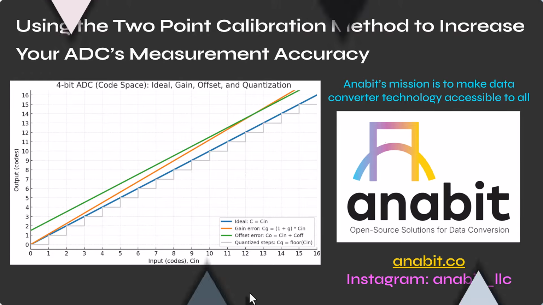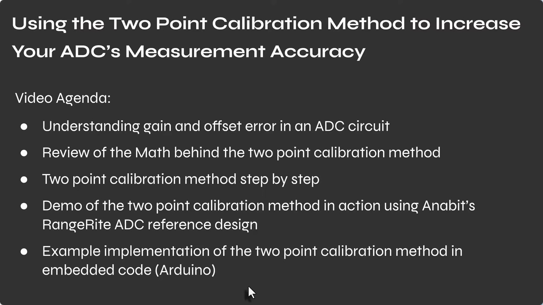All right, let's get started. Okay, here's the agenda for what we're going to cover in the video. First, we're going to start out by going over gain and offset error in your ADC circuit. And the reason we want to go over gain and offset error is because those are the type of errors that the two-point calibration method corrects for.